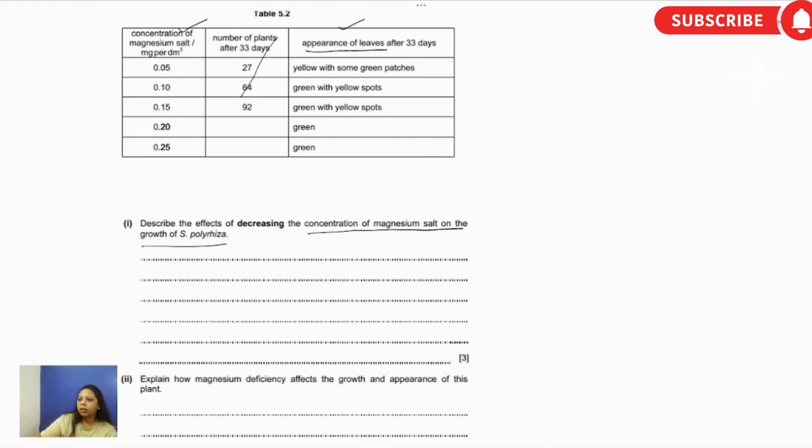Explain how magnesium deficiency affects the growth and appearance of the plant. Now you have to give the reason why they're yellow or why they're green. Magnesium basically prevents chlorosis, the yellowing of the plant. It gives the pigment to chlorophyll. So when there's a deficiency of this, the plant will be yellow and have less chlorophyll, so there would be less growth. Yes, the green pigment. So this is all for this question.